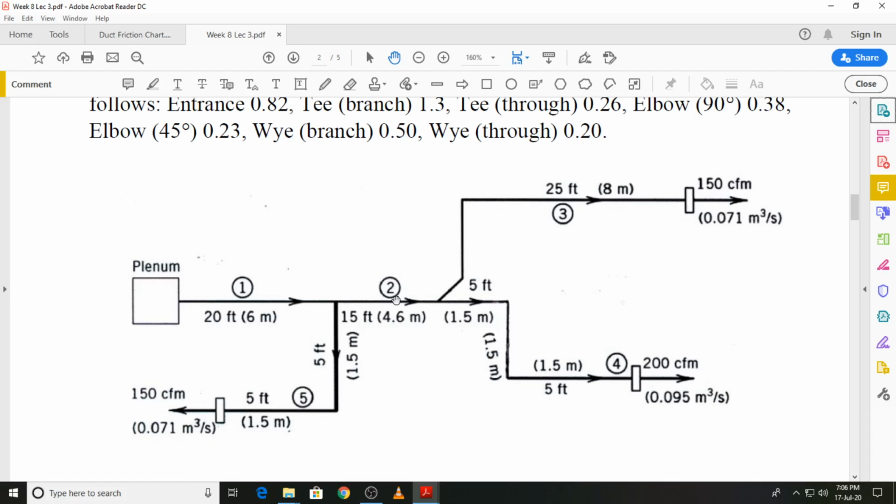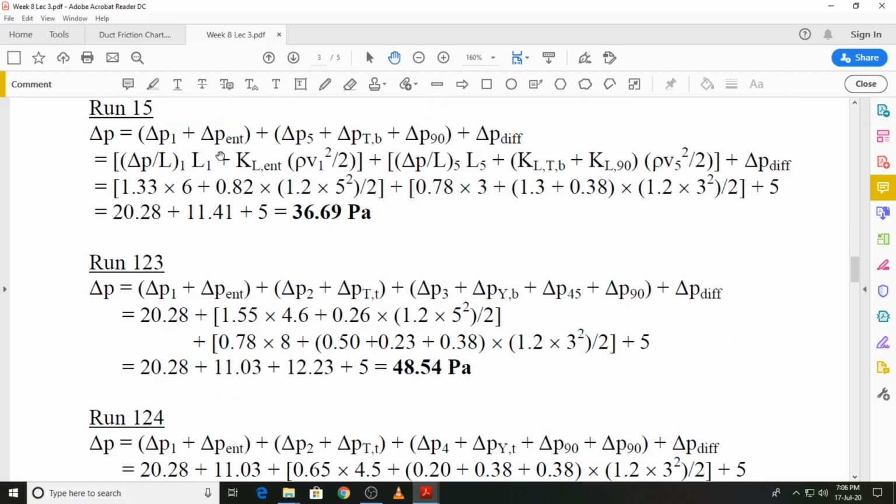Now let's move to the mathematical solution. You can see that for run 1 5, the total pressure drop is the sum of the frictional pressure drop in segment 1, where the subscript 1 tells us it's the frictional pressure drop in segment 1, and the pressure drop or the dynamic loss at the entrance. After that you move into segment 5, and in segment 5 the 2 straight portions of 1.5 meter length each can be combined into a single portion of length 3 meters, and then you can calculate the frictional pressure drop due to that straight part of the duct.